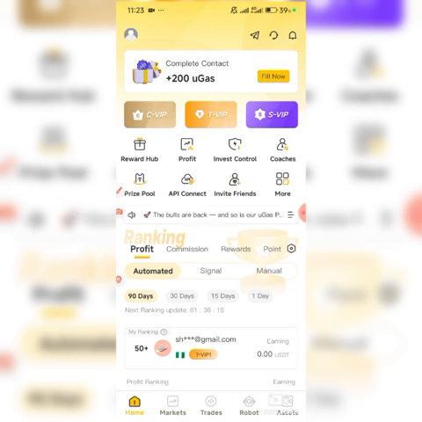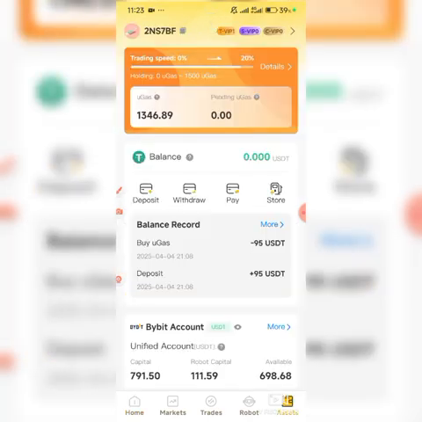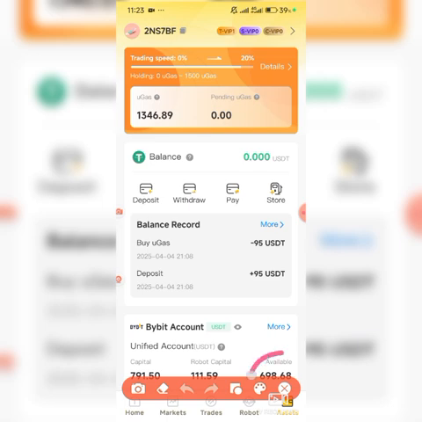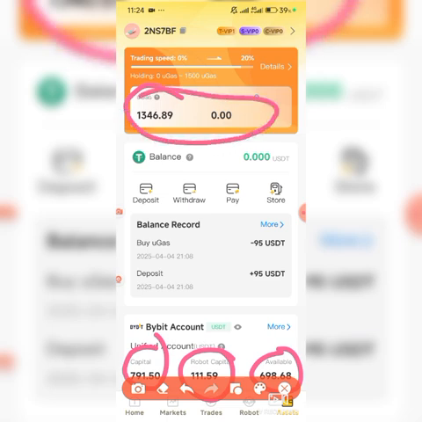If I come to my trade now, I will show you my balance. If I come to my assets, you can see under my assets, this is the available balance. Then I think this is the amount the robot has made, and this is my capital. When I started it was $615, right? Now if you want to buy U gas, I can see that my U gas here is almost finished. I'm going to show you how to buy U gas on this app.